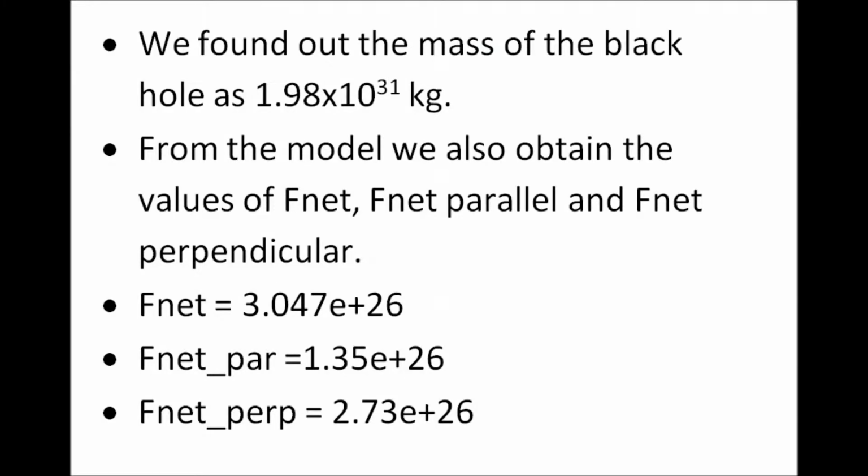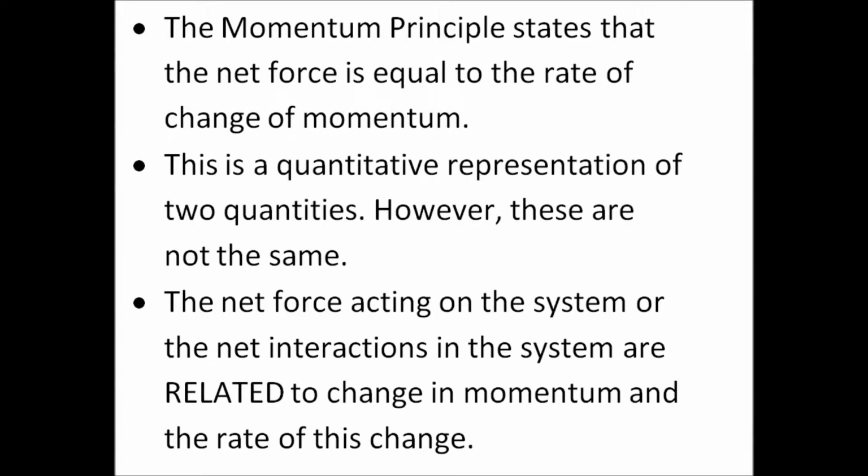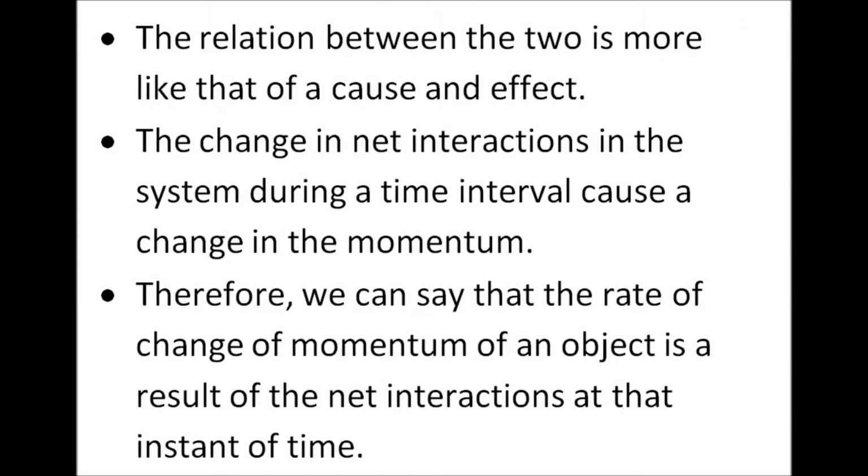Let's assess the results in terms of the rate of change of magnitude and the rate of change of direction of the momentum. The momentum principle quantitatively relates the net force and the rate of change of momentum. However, these quantities are not the same. The net interactions in the system are related to the rate of change of momentum. The relation between the two quantities is like that of a cause and effect. The net interactions in the system at an instant cause a change in momentum. Therefore, the rate of change in momentum is the result of these net interactions.